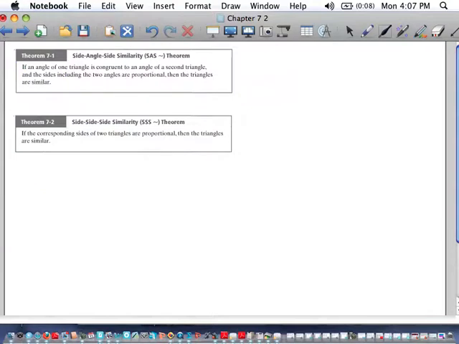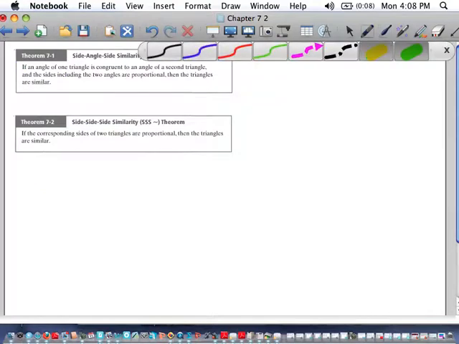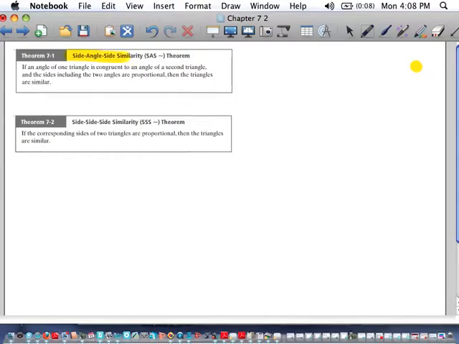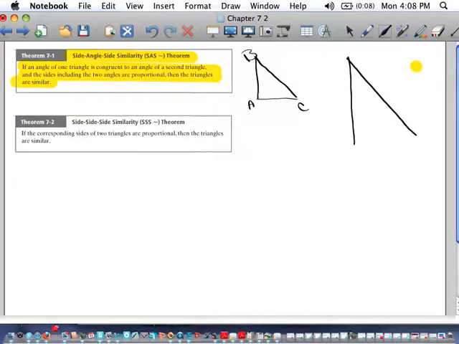Moving on to the next postulate or theorem, by side, angle, side. So this theorem says if an angle of one triangle is congruent to an angle of a second triangle, and the sides including the 2 angles are proportional, then the triangles are similar. So let's take a look. If I have these 2 triangles, let's call this A, B, C, and we'll call this one D, E, F.